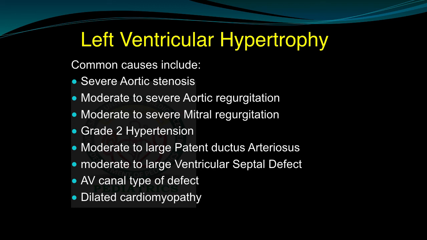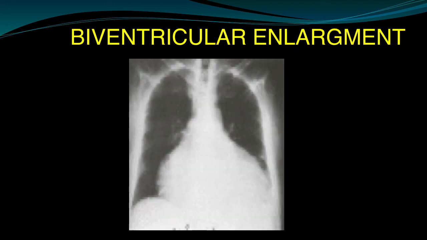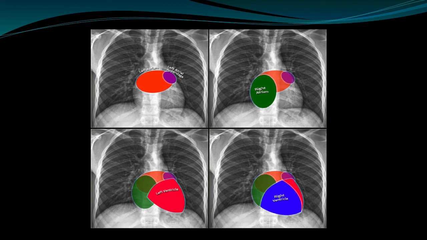The AV canal type was known before as your... then you have your dilated cardiomyopathy. Now, the next slide shows you a typical ventricular enlargement wherein you have an enlargement of the right as well as your left ventricles. This slide shows you now the different chambers of the heart.